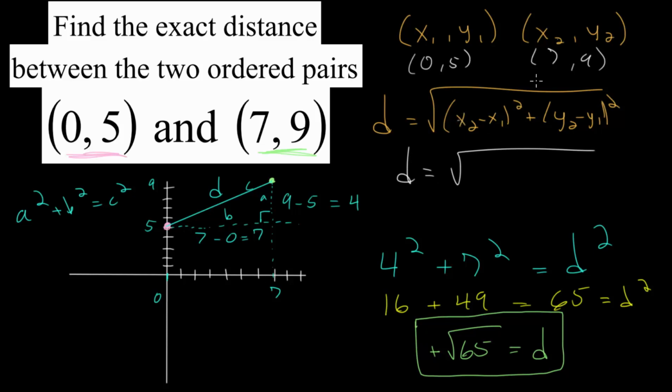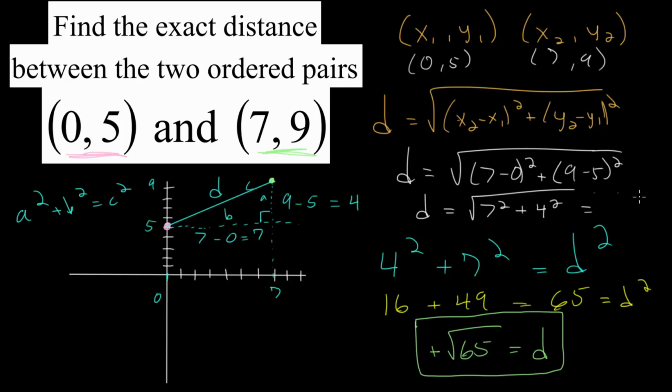So x2, which is 7, we subtract x1, which is 0, we square that. Then we do y2 minus y1, so 9 minus 5, we square that, we add those together. And notice it's the exact same equation, just already solved for d. So we've already taken a square root of everything. But we get 7 squared plus 4 squared underneath the square root. And 49 plus 16 we know is 65.